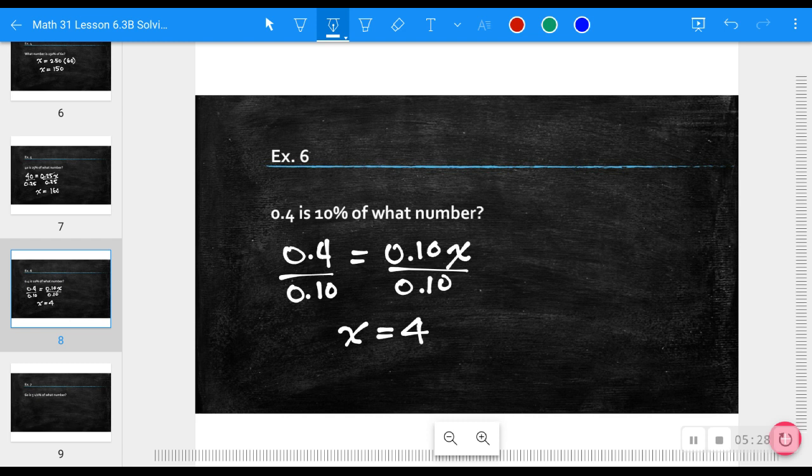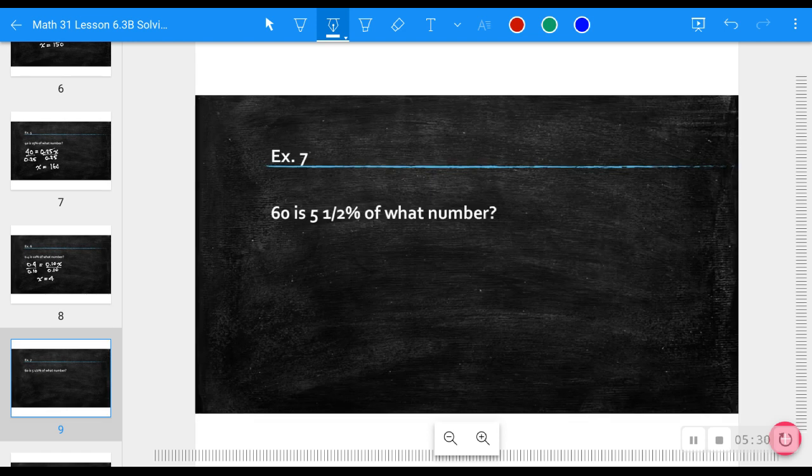Okay, the next problem is going to be a little bit harder, and it is more difficult at the start because of the fact that we got a mixed number in the percentage. So I'm going to write it just as it reads to start with. 60 is 5.5% of what number?